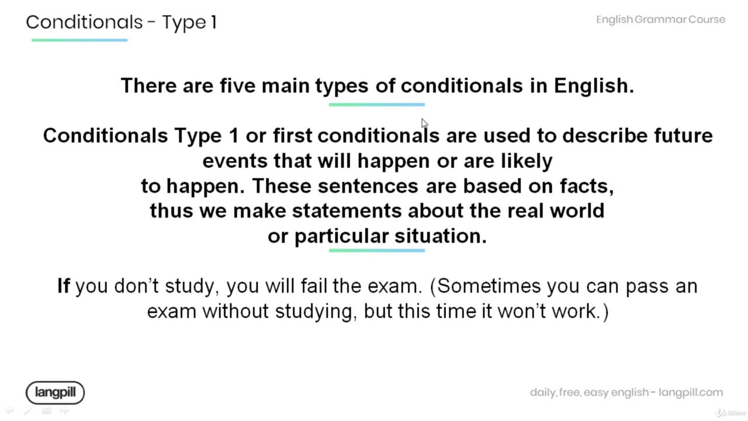Now there are 5 types of conditionals in English, and among them are conditionals type 1 or first conditionals. Now, conditionals type 1 or first conditionals are used to describe future events that will happen or are likely to happen. Now, these sentences are based on facts. Thus, we make statements about the real world or particular situation. Have a look at the example below. If you don't study, you will fail the exam. Now, sometimes you can pass an exam without studying, but this time it won't work.